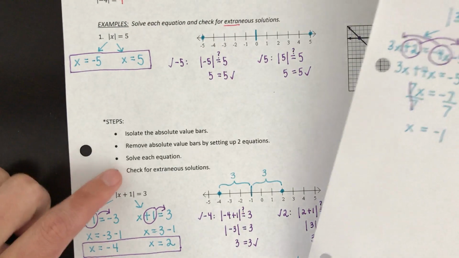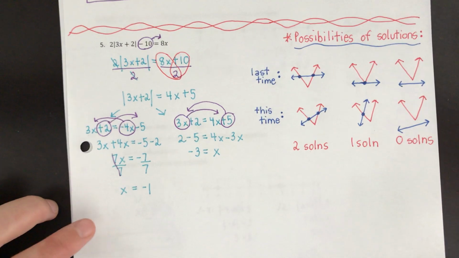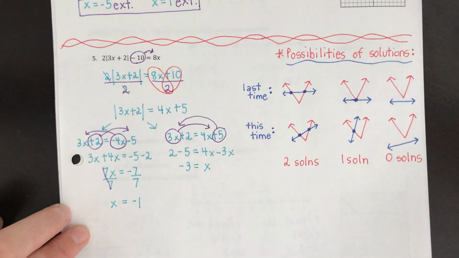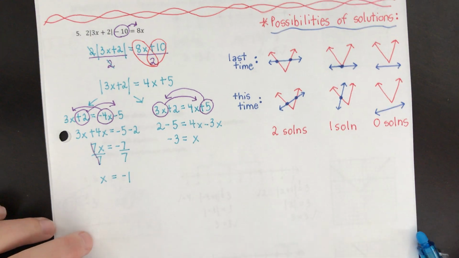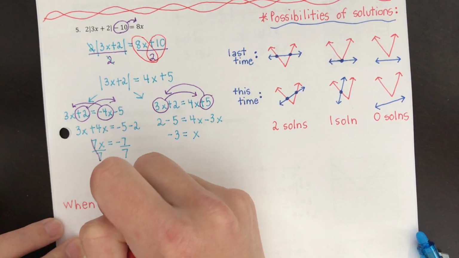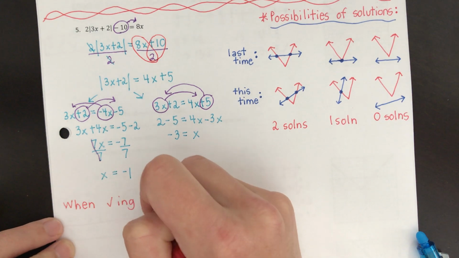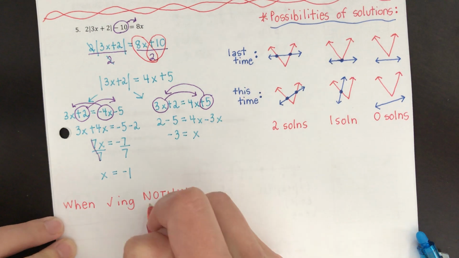Now that I have solved, now I need to check for extraneous. Herein lies the fun, right? So now, of course, it's a more complicated problem. It's going to take a little bit longer. First thing I want to do is I want to write a very special note. When checking, nothing, and notice this is all caps. And you know what else I'm going to do? I'm going to underline it.